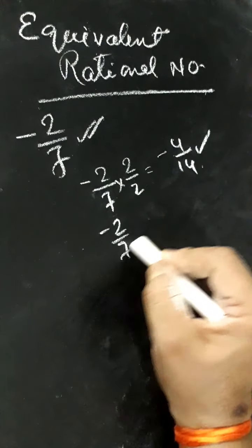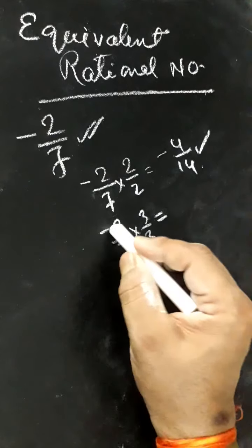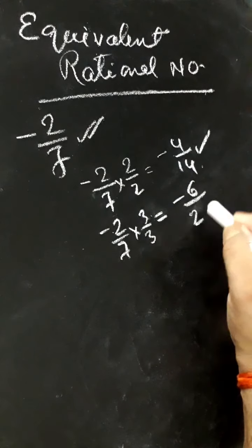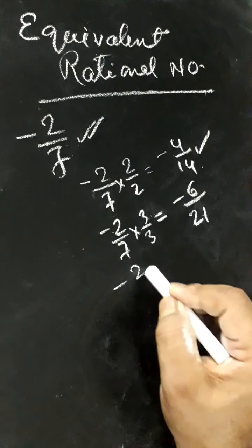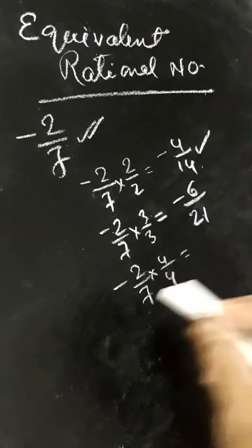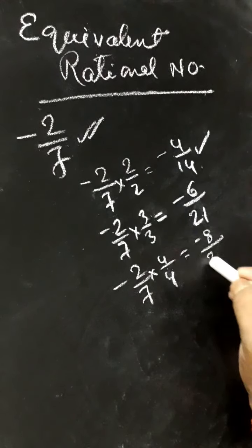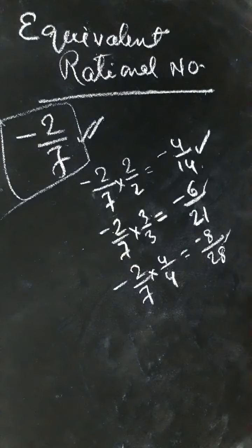Again, minus 2 by 7 into 3 upon 3 gives minus 6 upon 21. It is also an equivalent rational number of this. Again we have minus 2 upon 7. If we multiply both numerator and denominator by 4, we get minus 8 by 28. All these are equivalent rational numbers to this one.